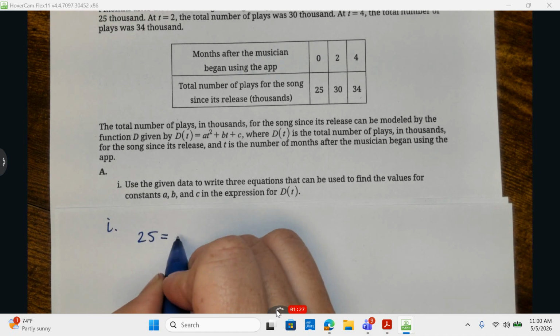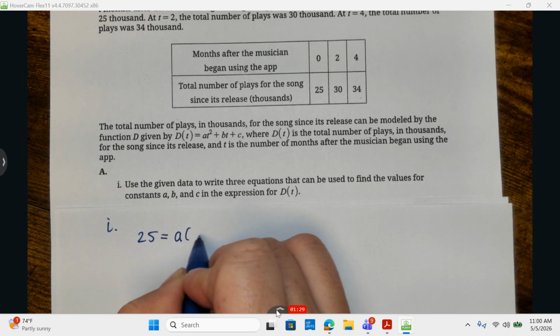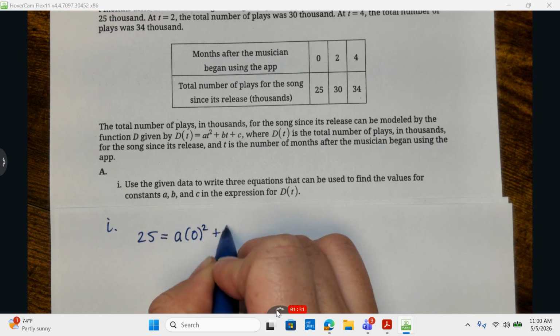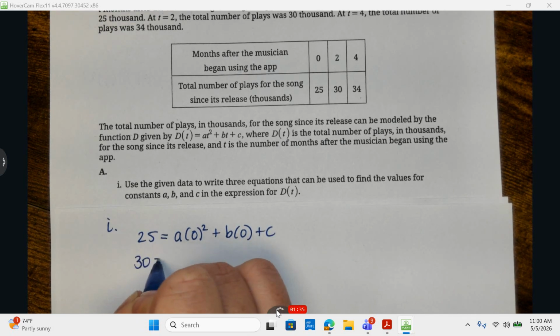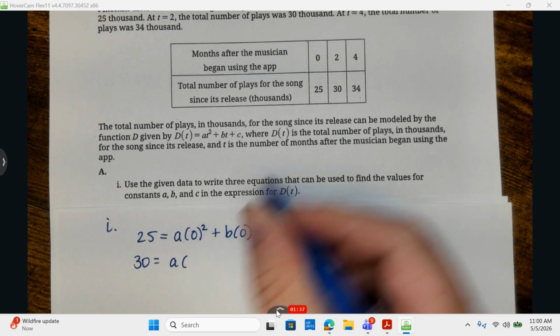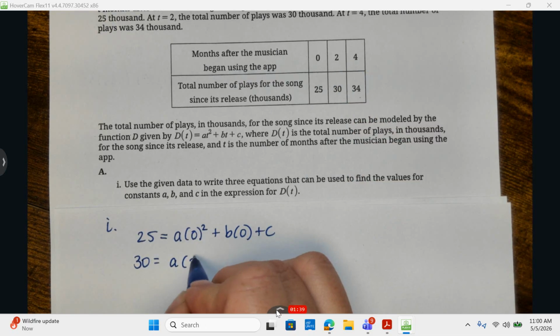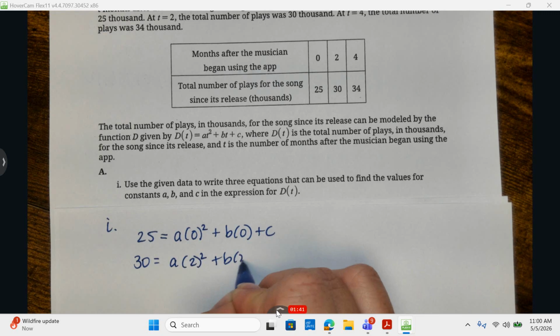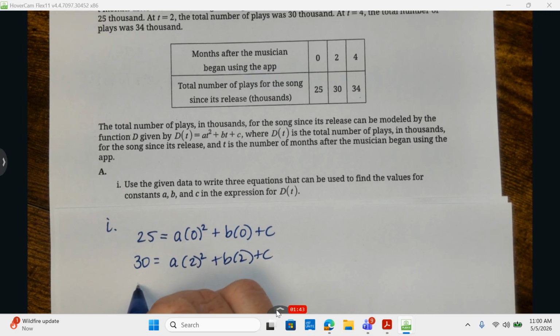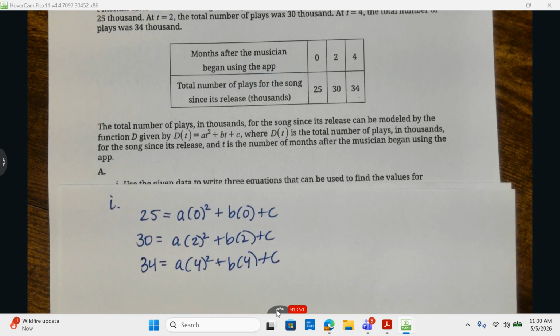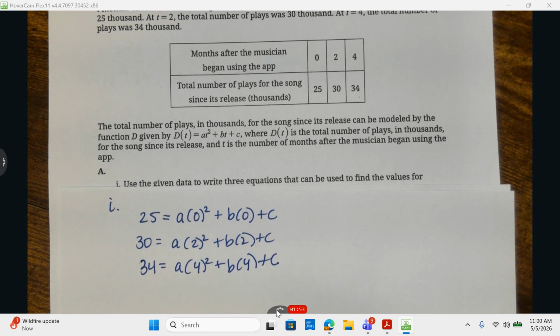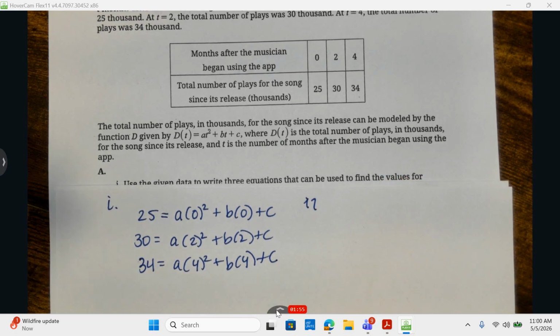25 equals A times 0 squared plus B times 0 plus C. Then I have 30 equals A times input is 2, 2 squared plus B times 2 plus C. And lastly, I have 34 equals A times 4 squared plus B times 4 plus C. That's 1 point.